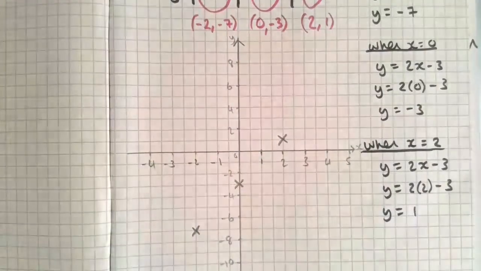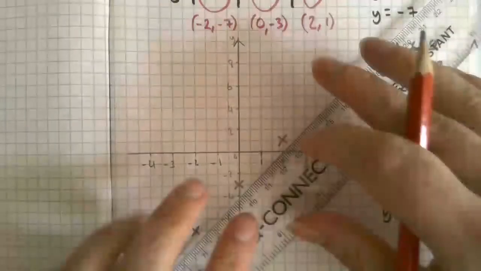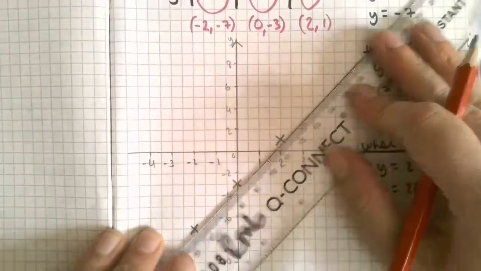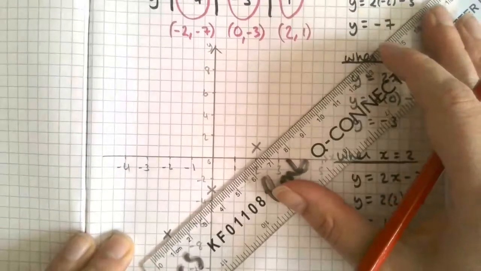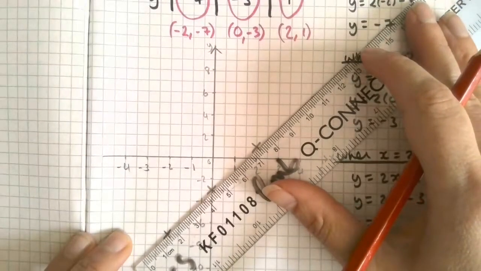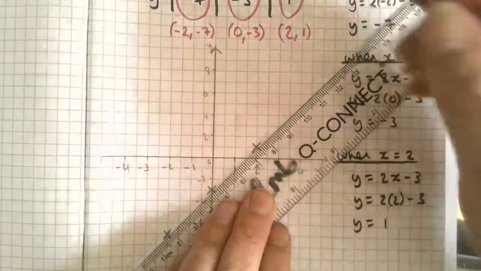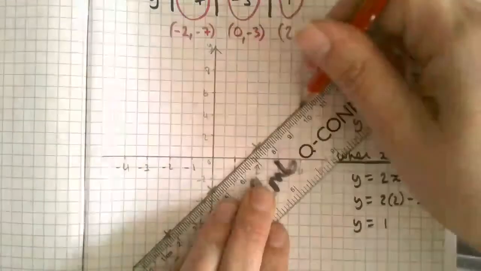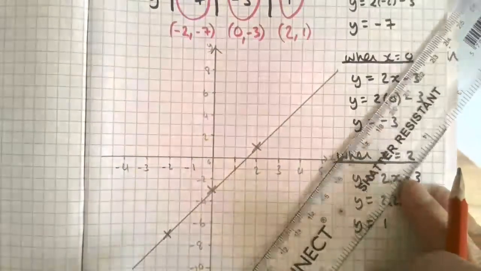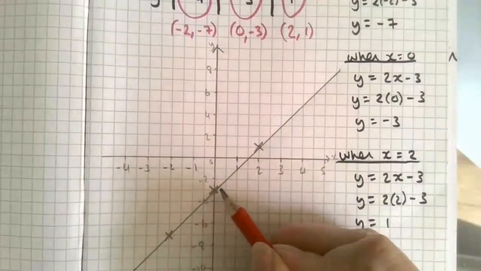So I've got my 3 points plotted. Now all I do is take my ruler, join them up, and get a nice straight line. Now I don't just join the 3 points together, I extend it on for the full set of the axes. Oh, I've missed out a wee bit. It's not a great example there.